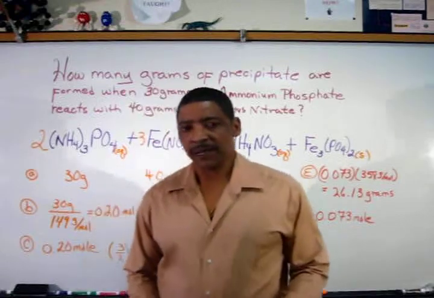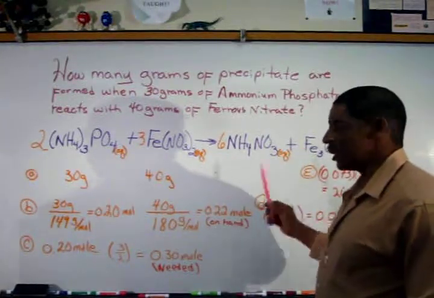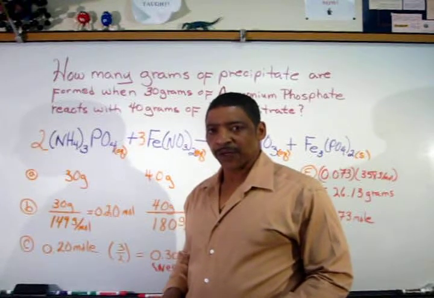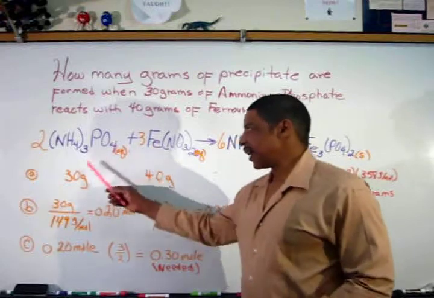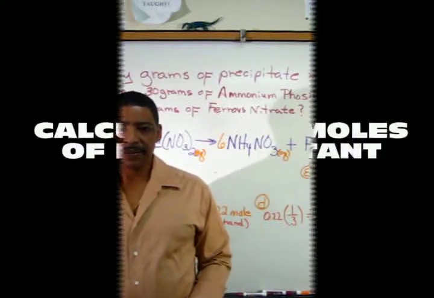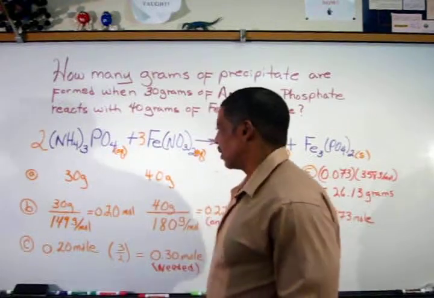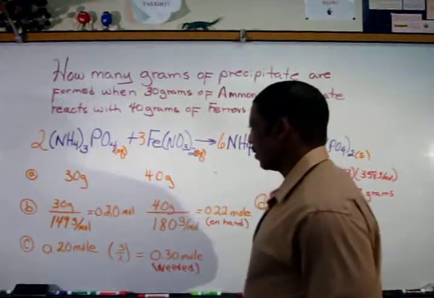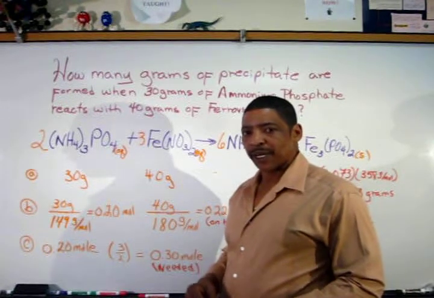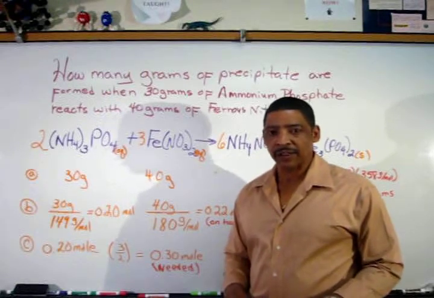After writing the balanced equation, extract the molar ratio, where the molar ratio will be 2 to 3 to 6 to 1. This ratio may now be used to create a fraction that will relate both the reactants and the reactants to the products. From the practice problem, we are given 30 grams of the ammonium phosphate and 40 grams of the ferrous nitrate. At this point, it's possible to determine which reactant is limiting and which reactant is in excess. However, in order to do this, we first must calculate the moles of each reactant.